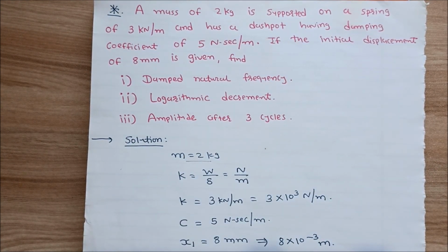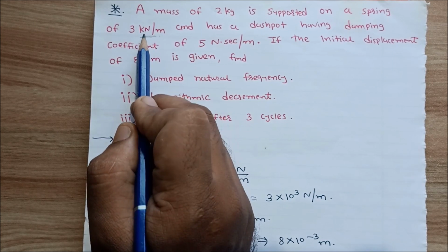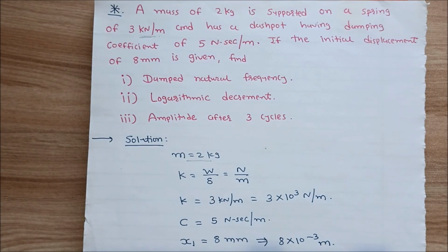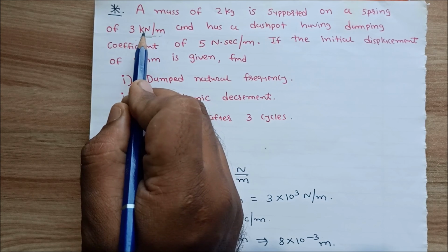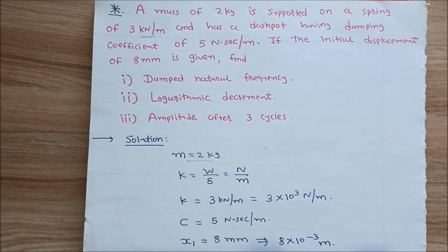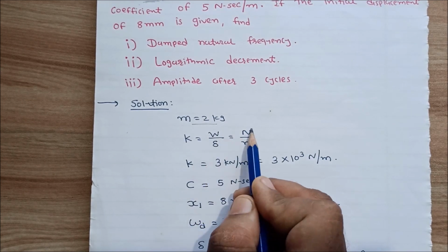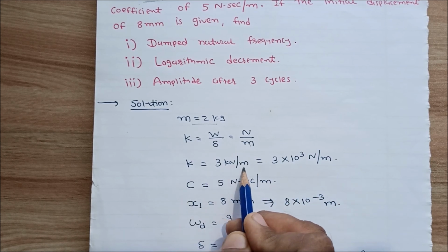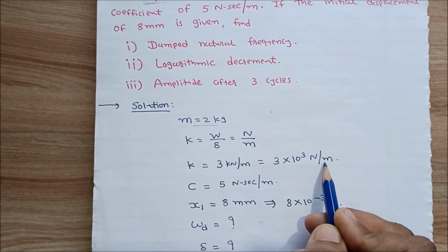Then the data given is supported on a spring of 3 kilonewton per meter. Here you can see the unit kilonewton per meter. So kilonewton is the force unit, and meter is deflection. So this is spring stiffness, k is equal to w by delta, that is load required per unit deflection. The unit of w is newton and delta is meter. So stiffness k is equal to 3 kilonewton per meter. Convert kilonewton into newton, so 3 into 10 raised to 3 newton per meter.